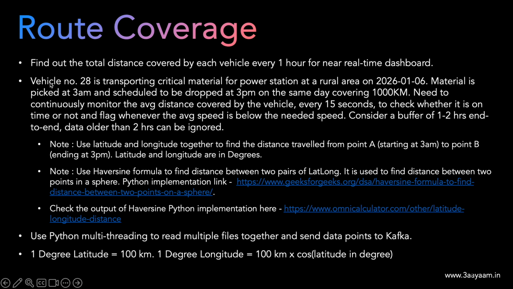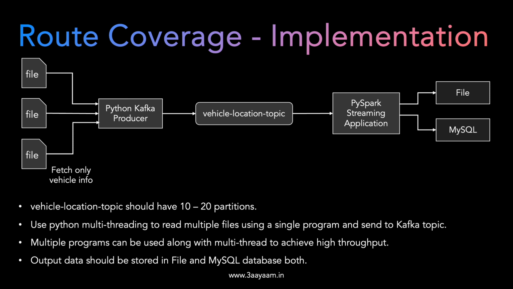For the second use case here, you'll have to use only one file, which is vehicle number 28. But I would recommend that you use at least 5 to 10 files and filter vehicle number 28. That would give you closer to real life implementation experience. And this is how the implementation would be. We have multiple files and the file contains both vehicle information and route information. And using the Kafka producer, you'll have to fetch only vehicle information, not the route information. Once you fetch the vehicle info, you'll have to send it to a vehicle location topic and then use a PySpark streaming application, do the processing and load it to a file or to a MySQL database.